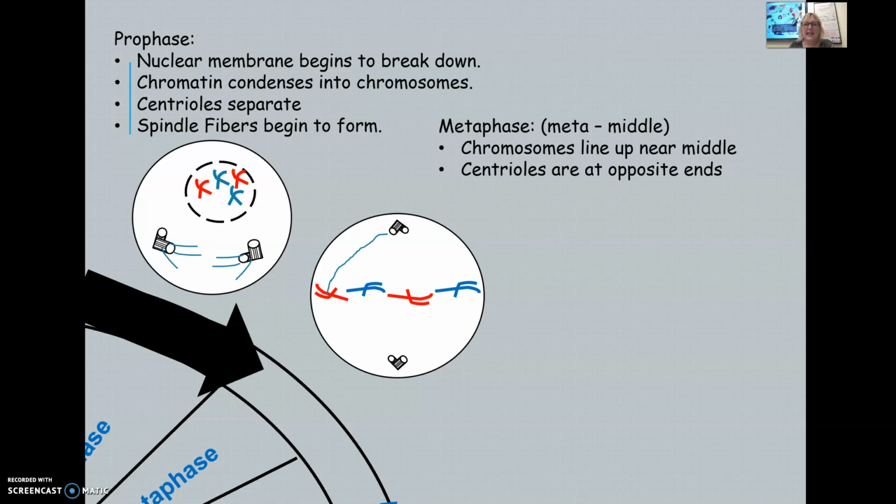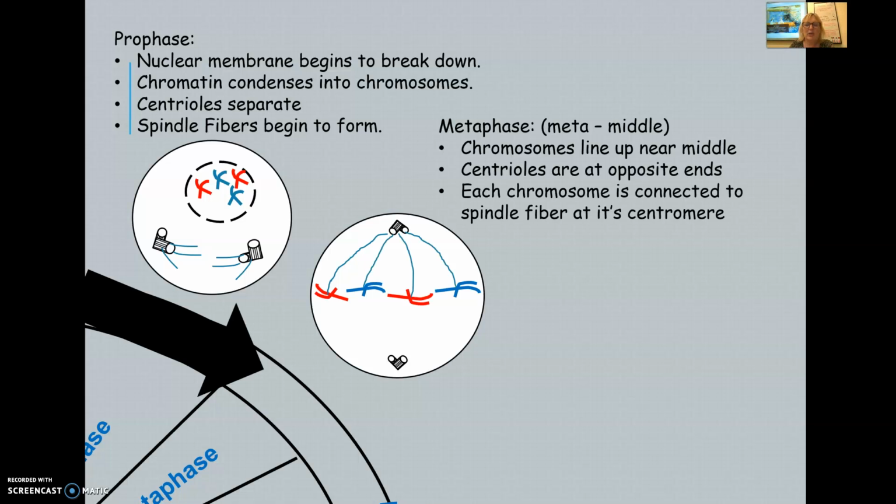And then the last step is that the spindle fibers attach to the centromeres of each of the chromosomes. So you'll notice as I draw these that I'm going from the centrioles to the middle of each chromosome. And then it's also going to happen on the other side as well. So then on the third dot under metaphase, each chromosome is connected to spindle fiber at its centromere.